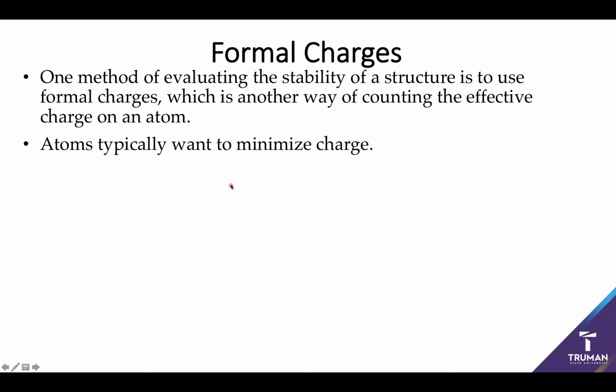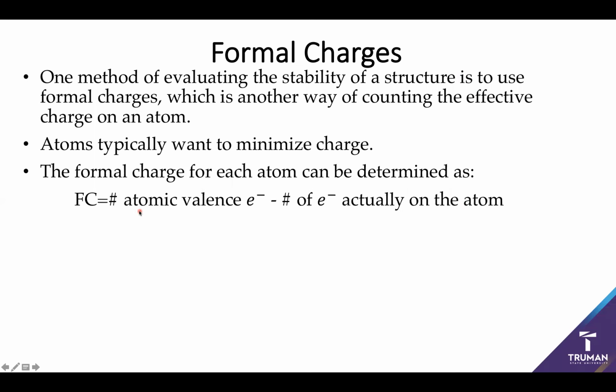And in general, atoms want to minimize their charge, whether it's negative or positive. So we're going to try and evaluate the charge on each atom by looking at the number of valence electrons on the atom. We'll look at what group each element belongs to. Carbon should have 4, nitrogen 5, oxygen 6. And then we're going to subtract out the number of electrons actually on the atom. That way, if the system has too many electrons, we should have a negative formal charge, and if it has too few, we should have a positive formal charge.